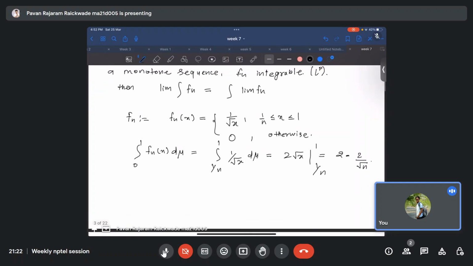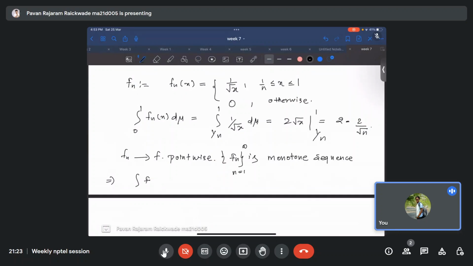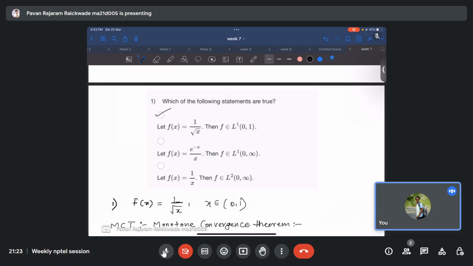So now the claim is that this sequence of functions fn converges to the given function f pointwise. That can be seen, not a problem. And fn is a monotone sequence, a monotonically increasing sequence. So by the monotone convergence theorem, the integral of f is the limit of the integral of fn, which is the limit of 2 minus 2 by root n, and as n goes to infinity, it is 2. So the integral is finite, and f belongs to L1.